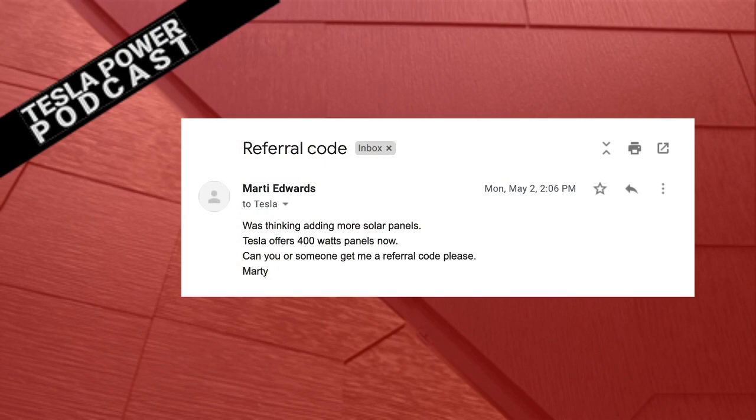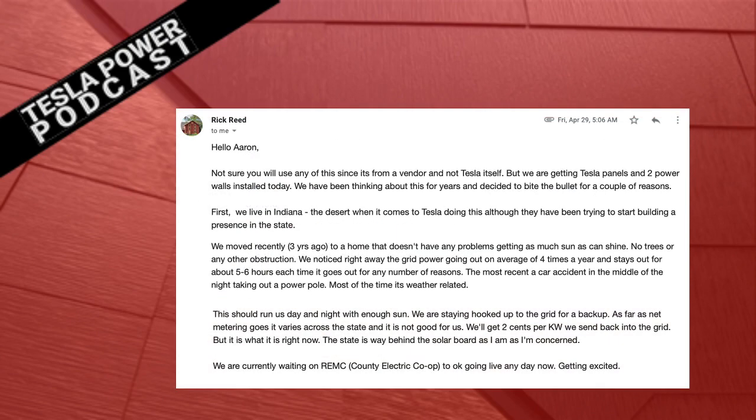Now, he outlines his search and his final system size is about 7.5 kilowatts. And he goes on saying this should run us day and night with enough sun. We're staying hooked up to the grid for a backup. And as far as net metering goes, it varies across the state, and it's not good for us. We'll get 2 cents per kilowatt we send back to the grid. But it is what it is right now. The state is way behind the solar board as far as I'm concerned. We're currently waiting on REMC, the County Electric Co-op, to okay going live any day now, getting excited, end quote.